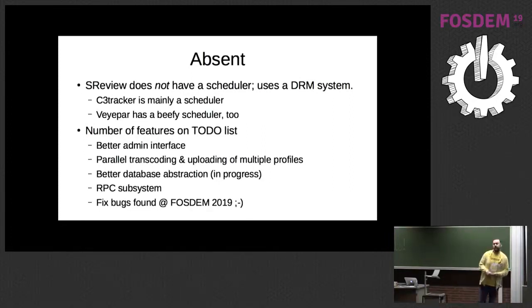So that's actually a major difference between the C3 Tracker and Vipar. C3 Tracker is mainly a scheduler, and the review part is just, well, we use KDN Live, so they didn't implement it. Whereas in my case, it's pretty much the opposite. Vipar has a fairly important scheduler part too, although you can work around it. It's different.